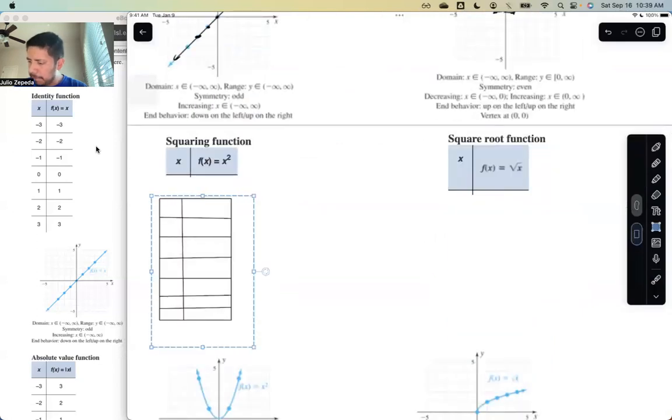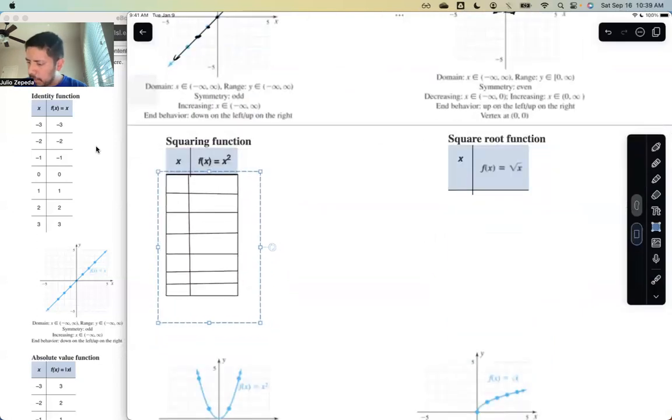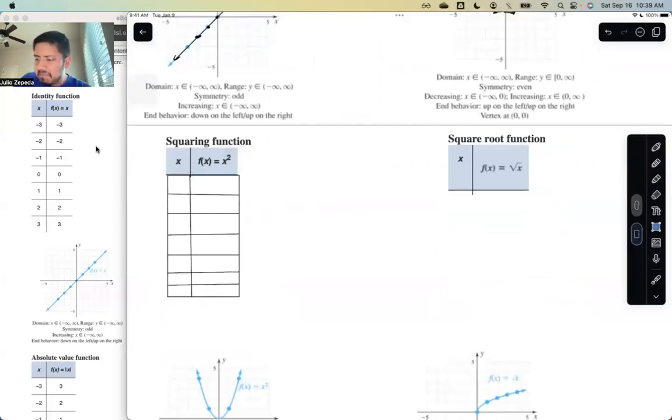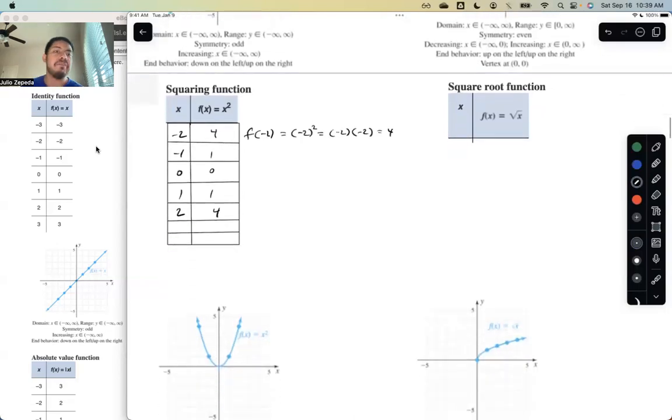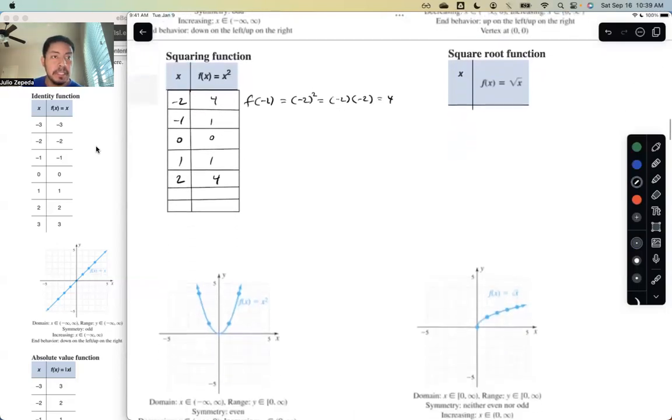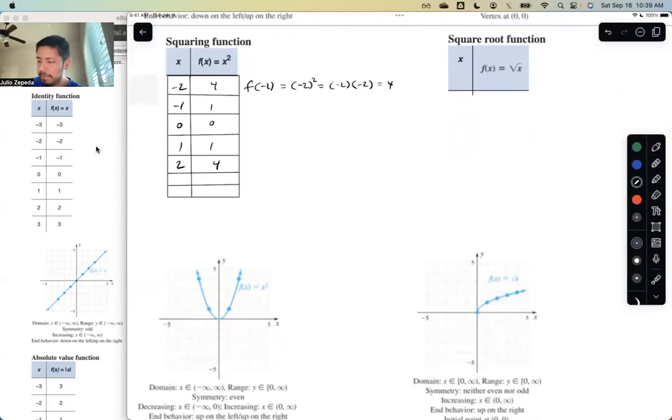Let's take a look at that one. For this one, we'll plug in, let's say, -2, -1, 0, 1, and 2. And f of -2 is -2 in parentheses squared. -2 times -2 is +4. So we get 4, 1, 0, 1, and 4. And that quickly, we should have those numbers in our head, basically, so that we can just mentally graph it.